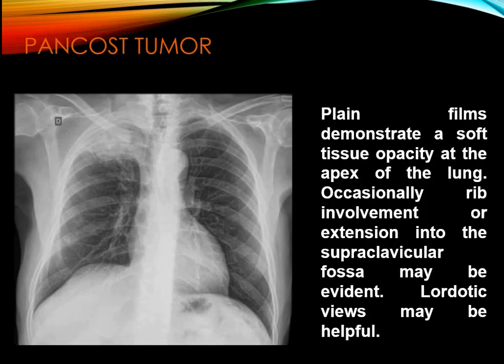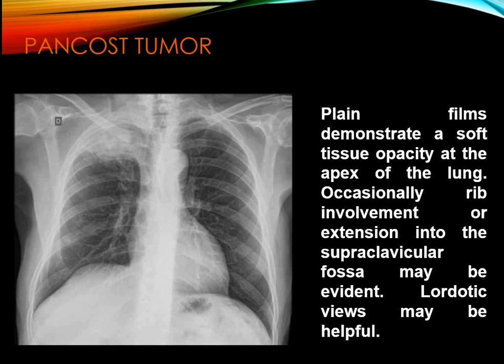Next, the Pancoast tumor. It is a special type of bronchogenic carcinoma, where it's usually seen at the apices of the lung. Here the plain film demonstrates soft tissue opacity at the apex of the lung. It may be associated with rib involvement or extension into the supraclavicular fossa.